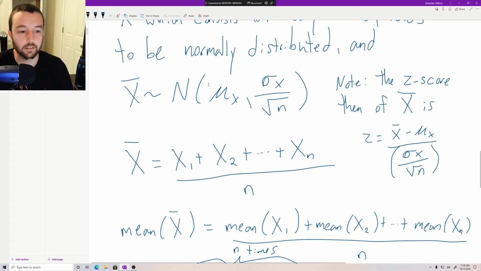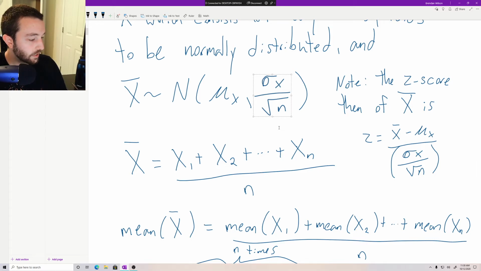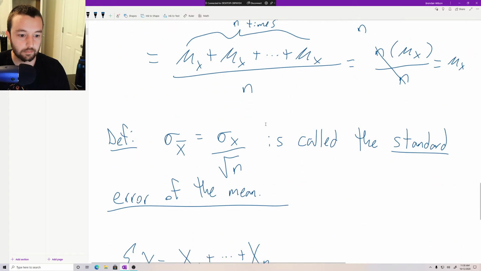So if we just multiply this by n, then it would be the same thing. And then our mean ends up just being n times mu x. This one ends up being a little bit different because you can't just multiply in for the standard deviation because the formula for standard deviation is more complicated than that. But it's close to the same thing. It essentially just has the square root of n on top instead of on the bottom. Okay.